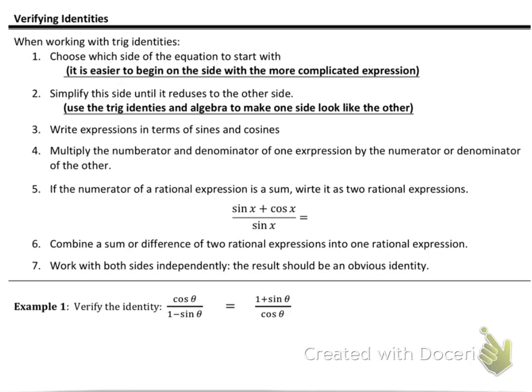We can also create, if I just have one fraction, I can push it into 2 separate fractions. So I could rewrite this, seeing that this isn't even simplifiable, as sine of x over sine of x plus cosine of x over sine of x. And a lot of times that's going to be a lot easier to simplify. Likewise, number 6 is combine stuff. If you have fractions, combine them into one whole big fraction. The last one is work on both sides independently.